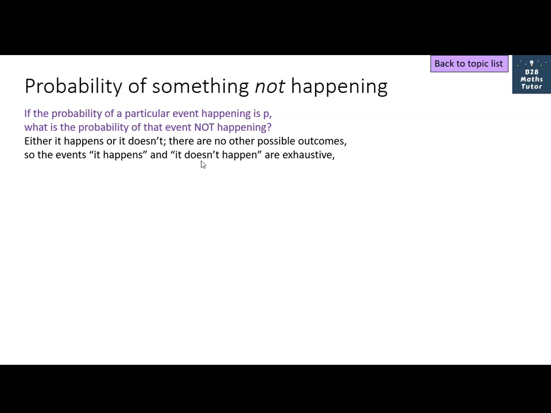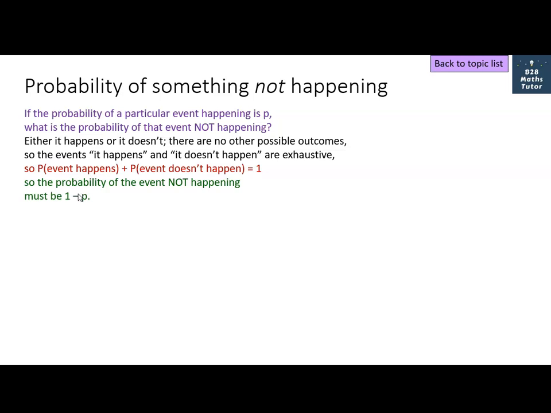So if we add the 2 probabilities of those things together, we're going to get 1. The probability that the event happens plus the probability that the same event doesn't happen must add up to 1, because it can't be anywhere in between happening and not happening. So the probability of the event not happening is 1 minus the probability of it happening, which is 1 minus that little p that we defined at the beginning of the page.